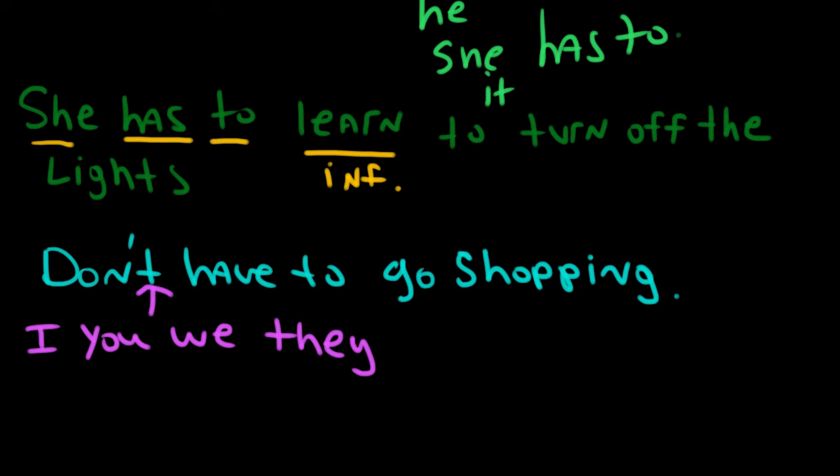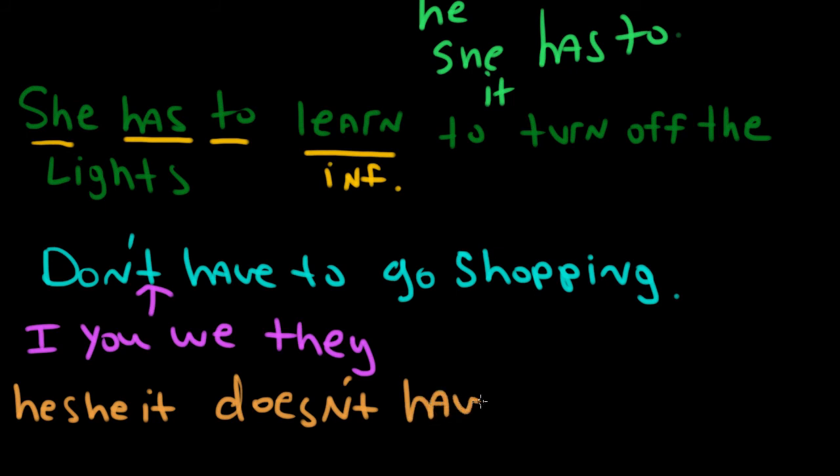And if we want to talk about he, she, or it, we can say he, she, or it doesn't have to go shopping. So as you can see, if you want to save the earth, you don't have to go shopping every day for new things. You have to recycle the things you have.